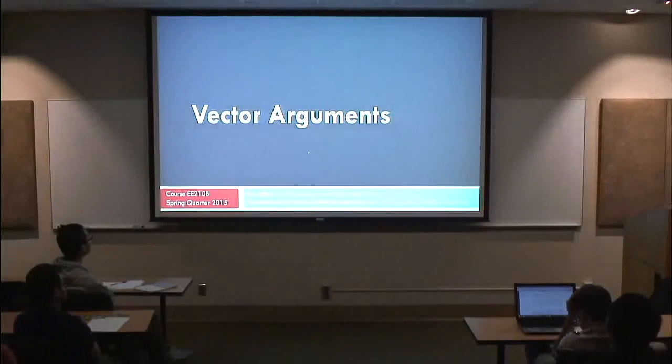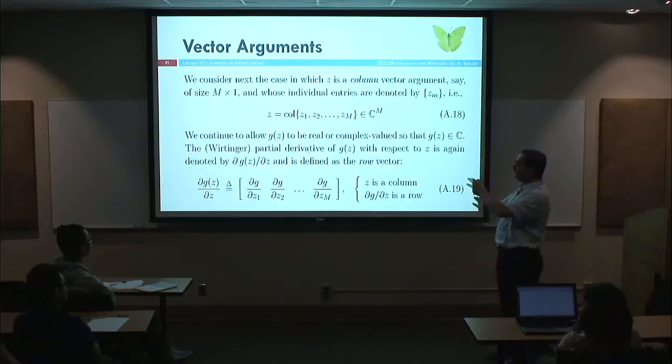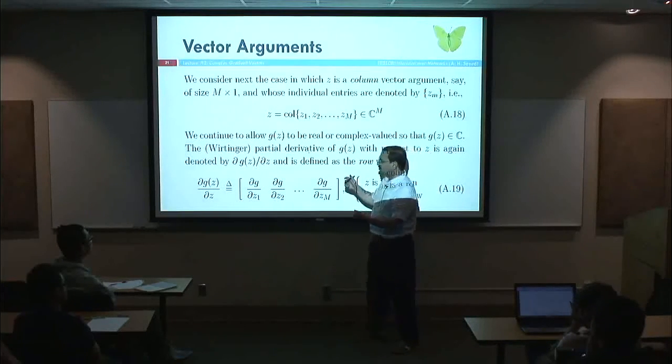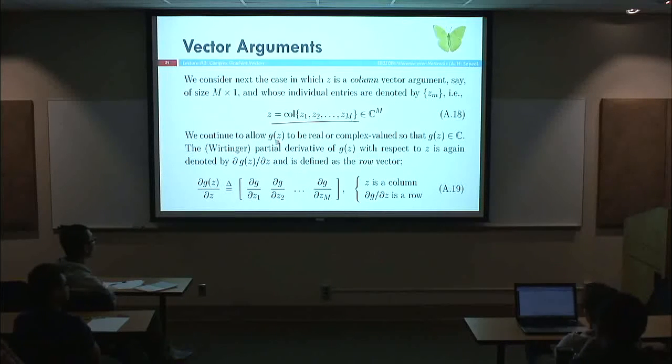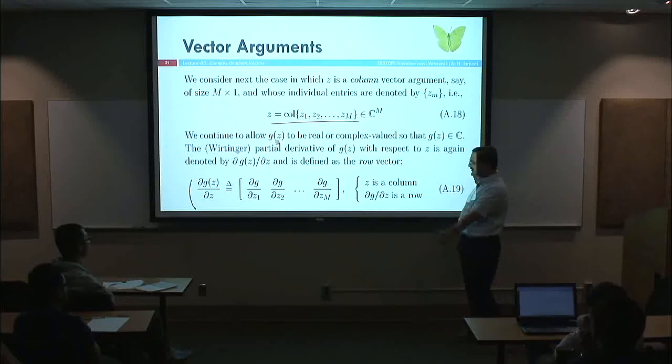So let's now take this a step further. What if I have a vector of arguments? And this will be generally the case for us. It's not just a scalar z, but my function g of z is a function of a vector. So this z now is a column vector. So I'm going to define the derivative, also called the gradient vector or the Jacobian. These are names. I will be using most often gradient vector to refer to this.